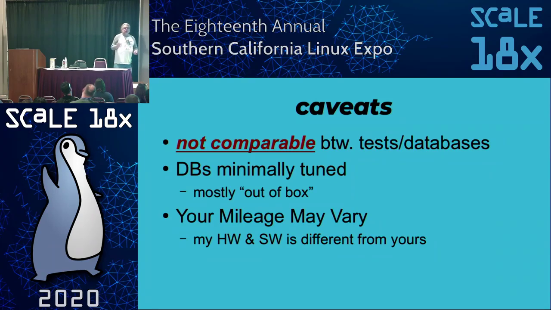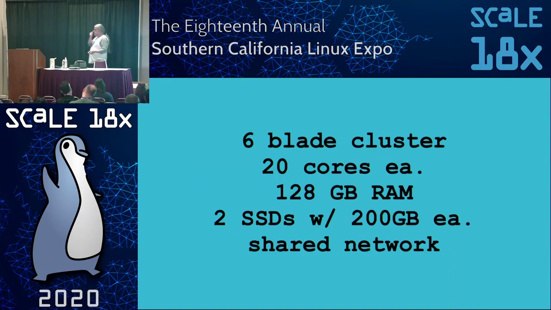And of course, my hardware and software is going to be different from yours. So let's talk about the hardware that I was using for this. I have a 6-blade cluster in Red Hat's open source lab. Each of these blades has 20 cores and 128 gigabytes of RAM, and 2 SSDs that are 200 gigabytes-ish each, and a shared network. Now, this setup immediately puts some limitations on my testing.